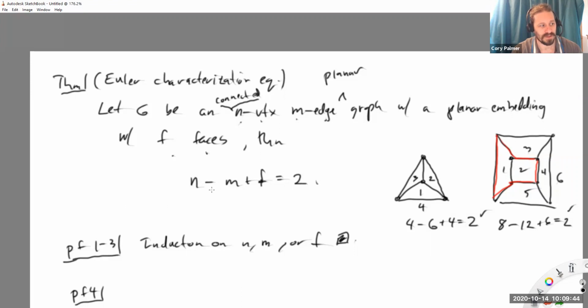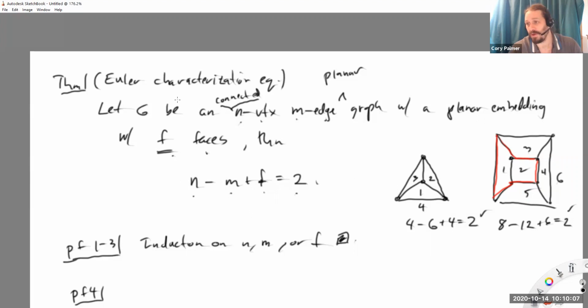Notice one consequence of this theorem is that the number of faces is fixed in any embedding, right? Now, you can solve this equation for f, and f has to be the same no matter what the planar embedding is. It's just 2 plus the number of edges minus n. That's the number of faces. So it doesn't matter. No matter what embedding we have, there'll be a fixed number of faces.